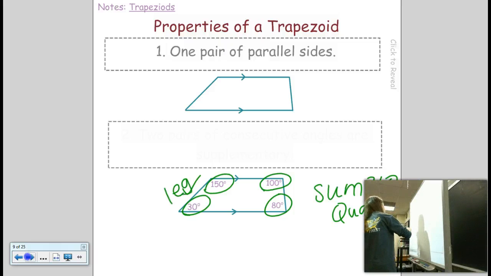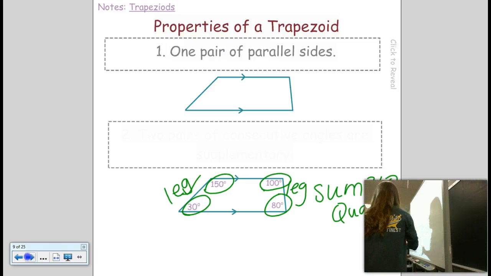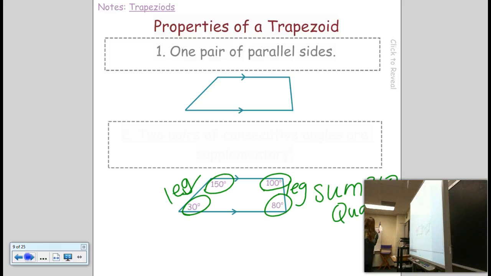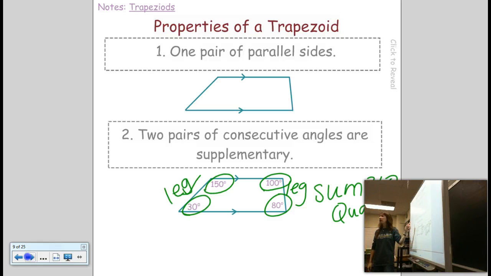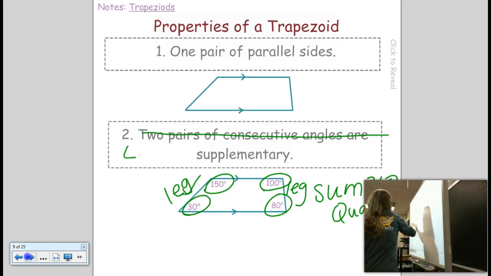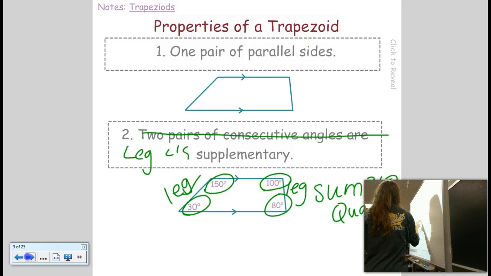Good idea. If that's a leg and that's a leg, do you agree with me that we could call the angles that surround the legs the leg angles? Is that okay with you? Because the problem is, if we don't call them the leg angles, look at what we would need to say. Would you really like to write this? Don't write this. Two pairs of consecutive angles are supplementary. Would that mean anything to you when you start solving things? How about instead, I recommend you say the leg angles are supplementary.